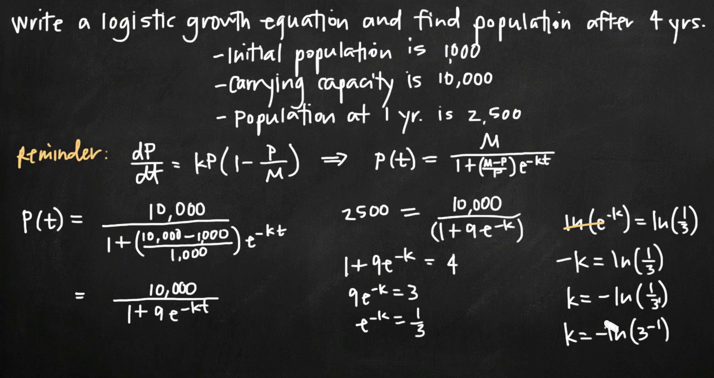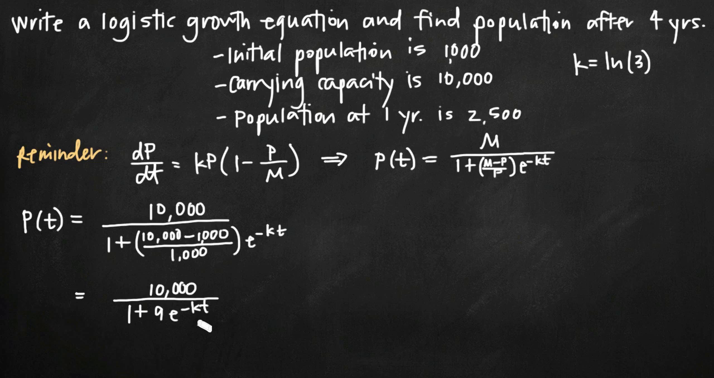Now, if we have a constant coefficient on a natural log, one of the laws of logarithms is that we can take this constant coefficient, in our case negative 1, and raise whatever's inside our natural log to that constant coefficient. So what we get here is k equals natural log of 3 to the negative 1 raised to the negative 1. And when we have an exponent raised to an exponent, we just multiply them together and we get here a positive 1. So our value for k is going to be equal to natural log of 3, because negative 1 times negative 1 is a positive 1.